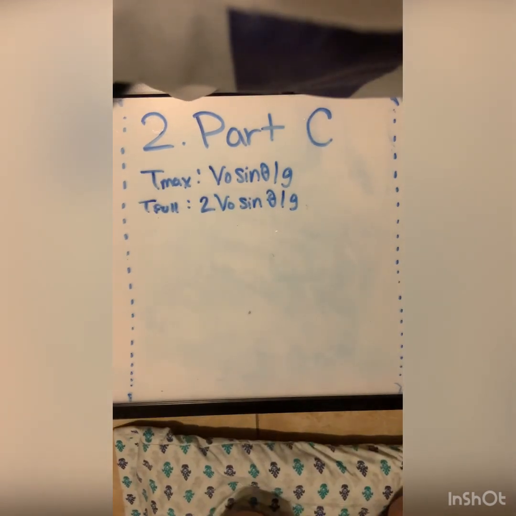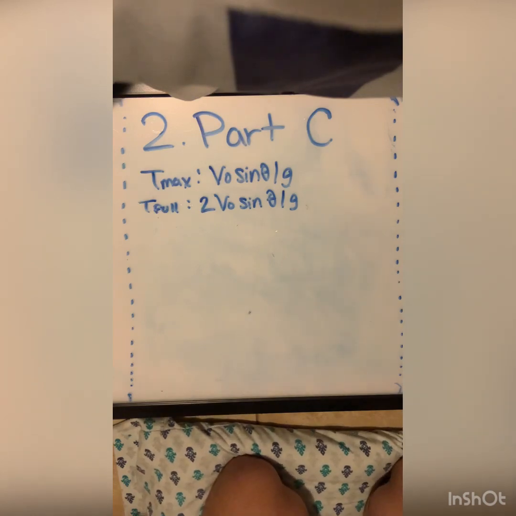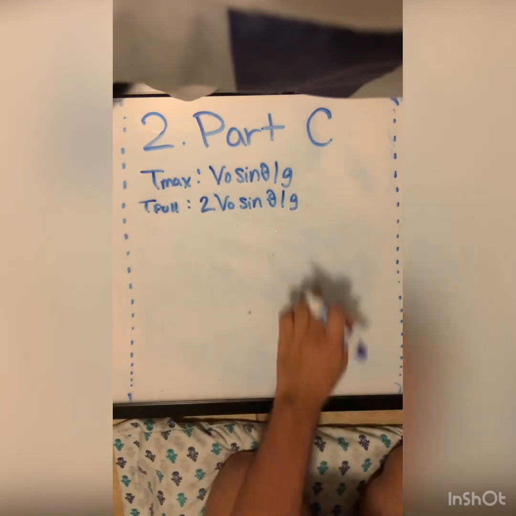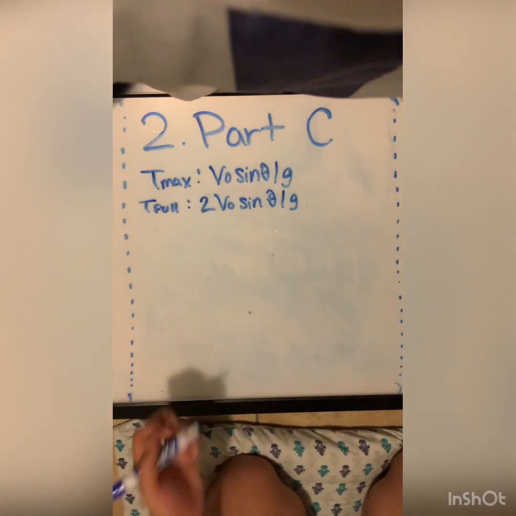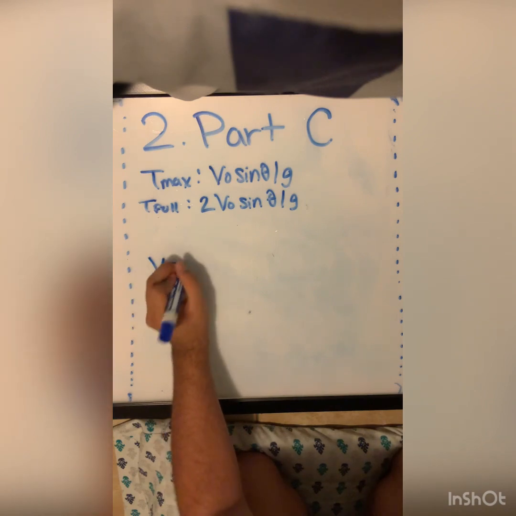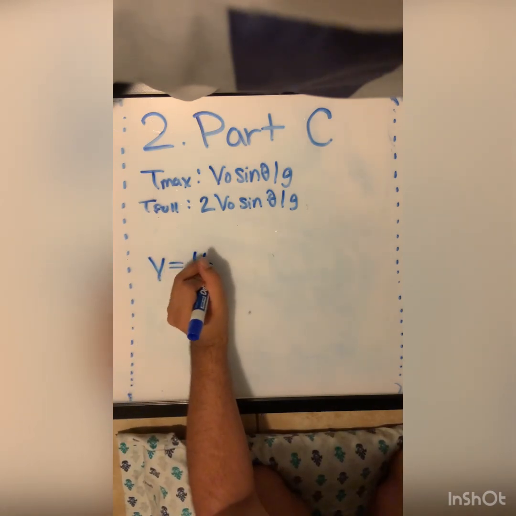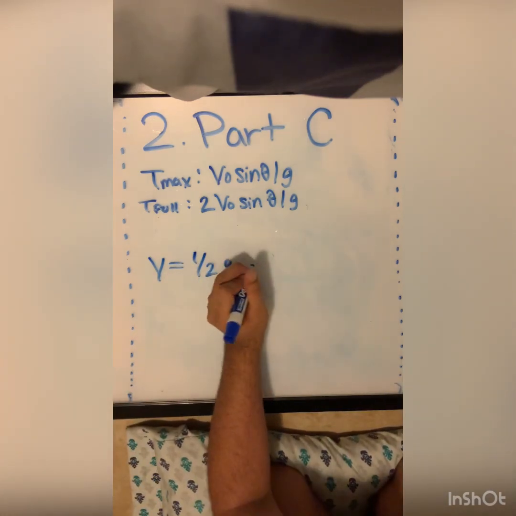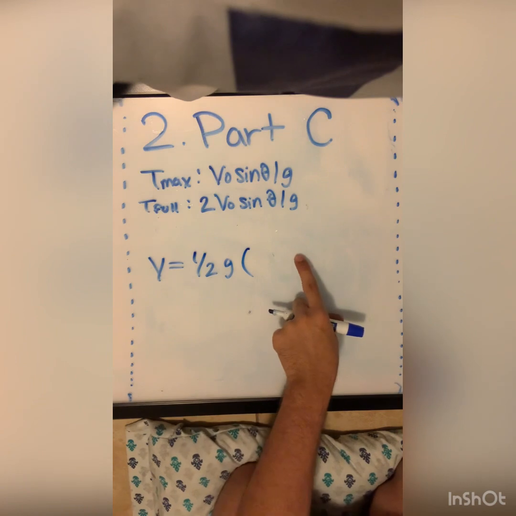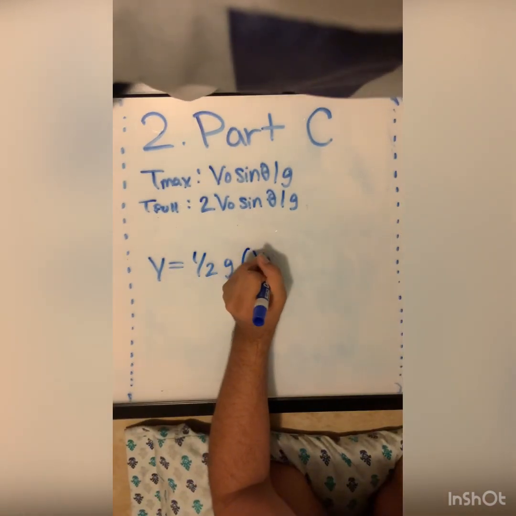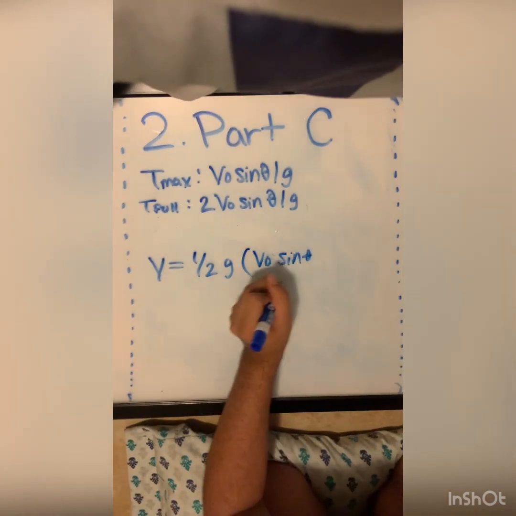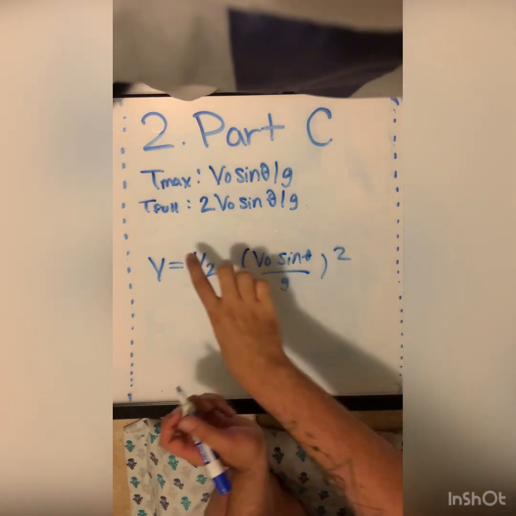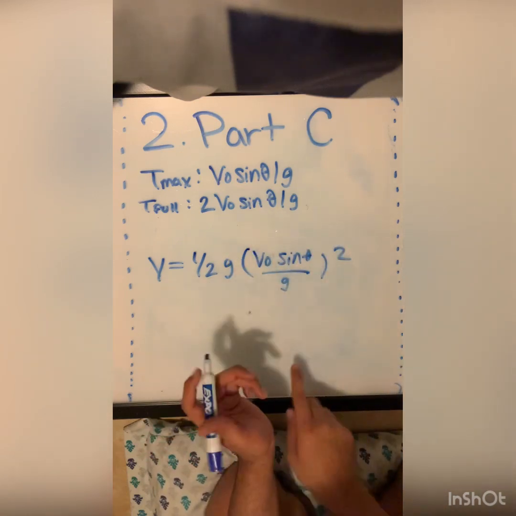Part C is asking to find the maximum height. So with what we learned in part A about the time of the maximum height, we're going to plug it into the equations of motion to find y. All right, so we get half of g times the time squared. All right, and we're going to evaluate this equation to get our answer.